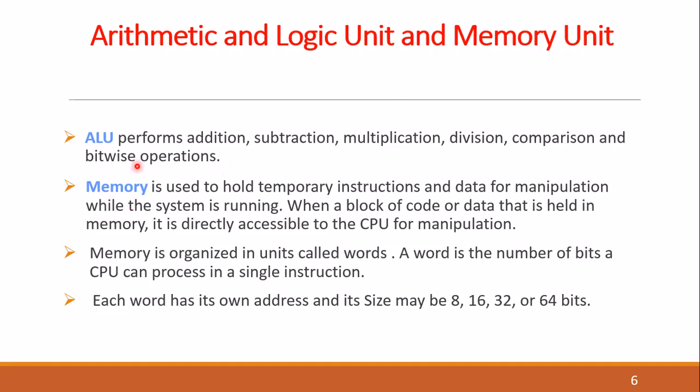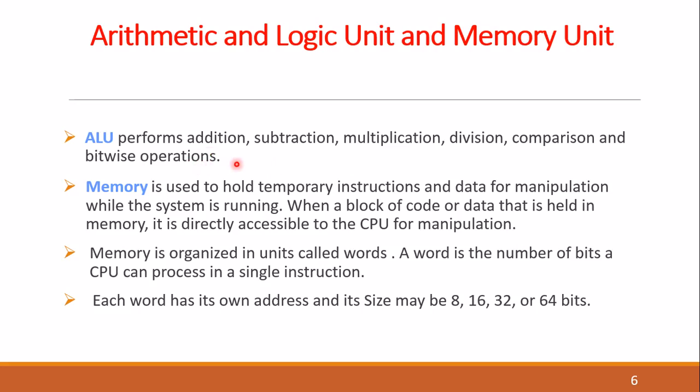So the bitwise operations are the lowest level operations on the bits, for example the shifting of bits to the left or right. If we shift the bits to the left or right, this will change the whole number. The number becomes lower or higher when we shift the bits.